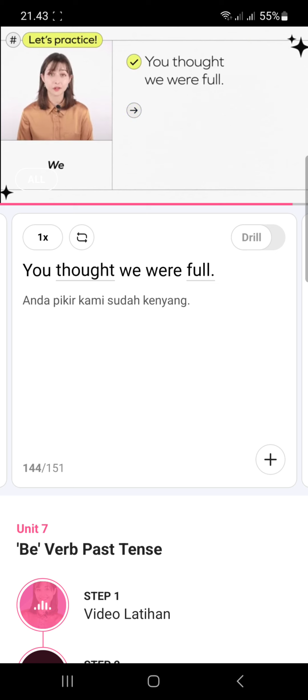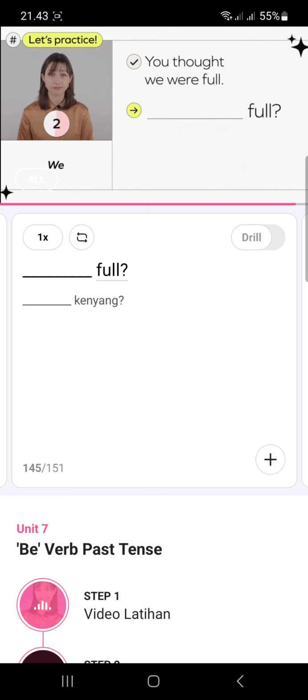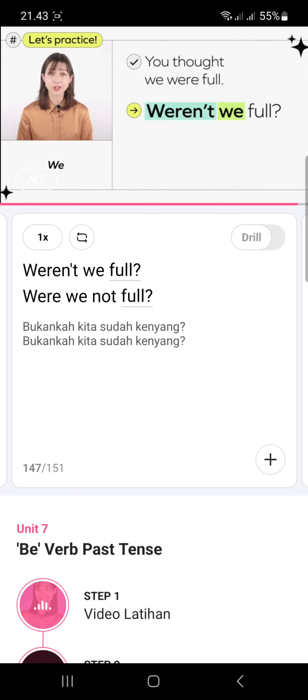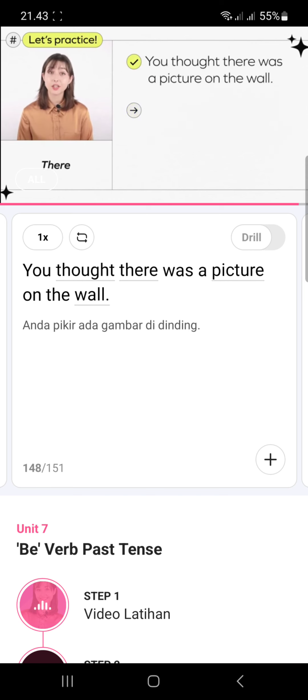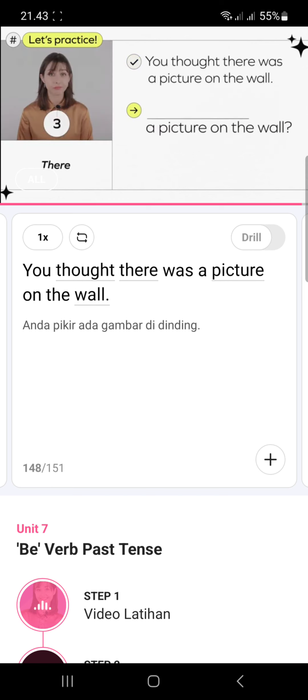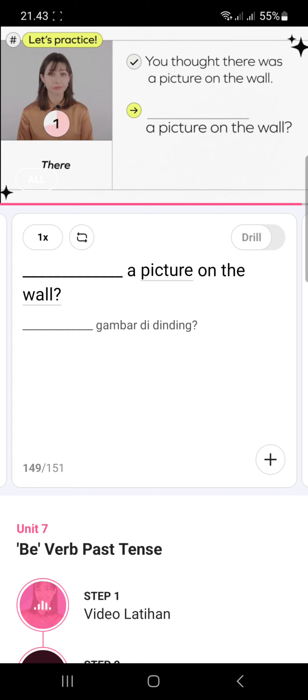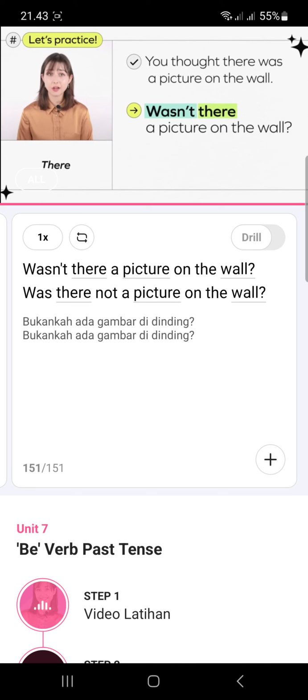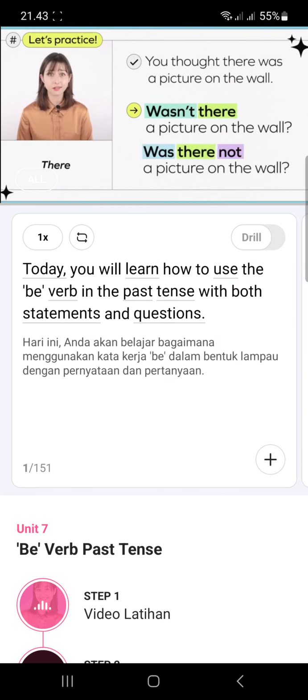You thought we were full. Great. You said, weren't we full? Or were we not full? You thought there was a picture on the wall. Good. You said, wasn't there a picture on the wall? Or maybe, was there not a picture on the wall?